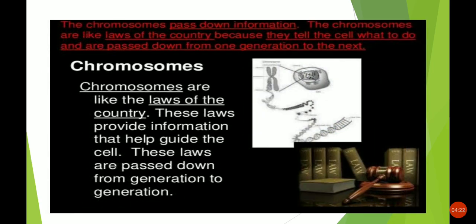And these are chromosomes. The chromosomes pass down information. So what is the function of the chromosomes? They pass down information. The chromosomes are like the laws of the country because they tell the cell what to do and are passed down from one generation to the next. So this is about chromosomes.